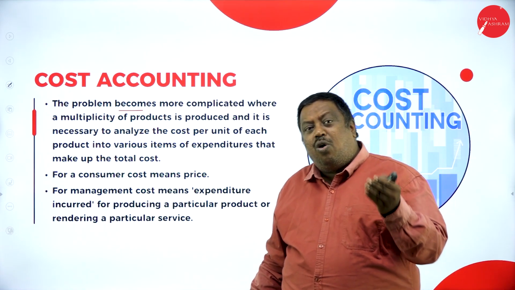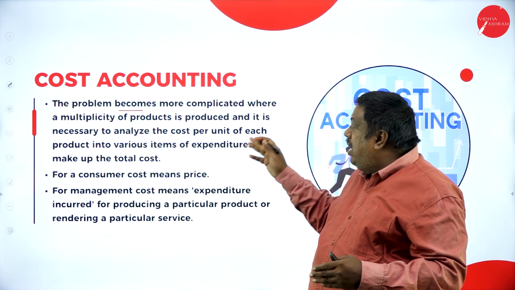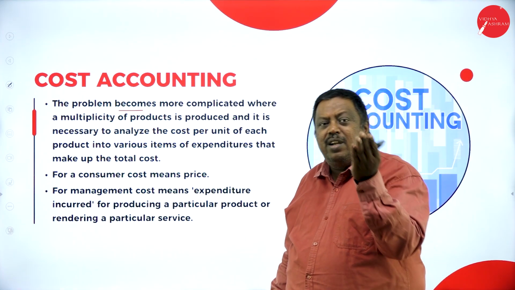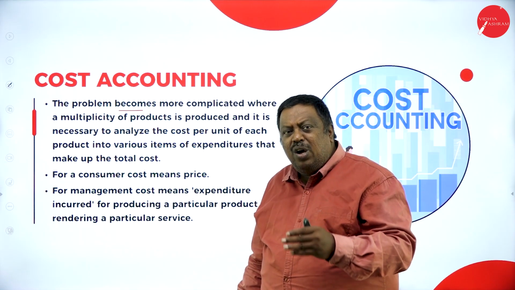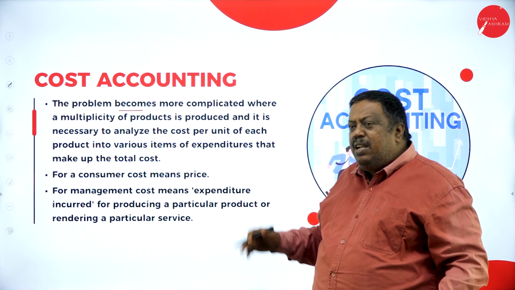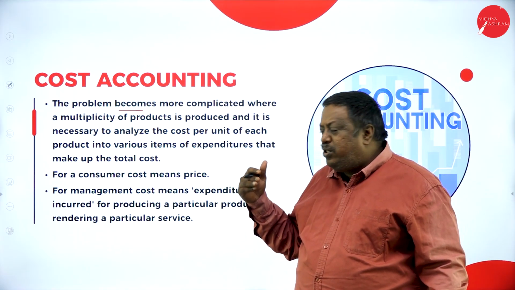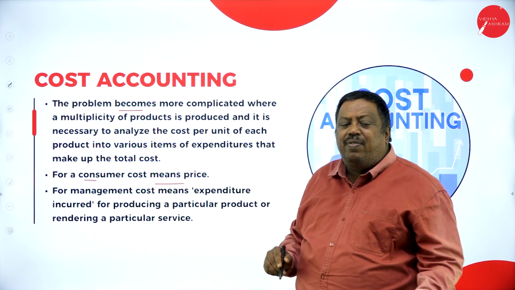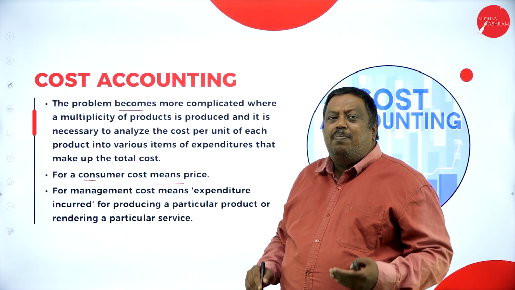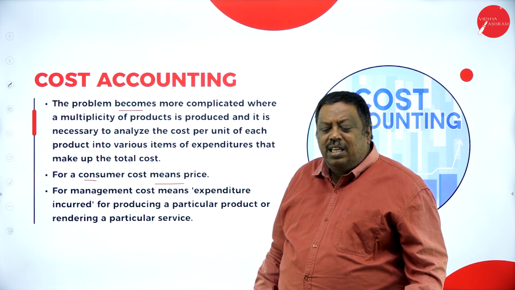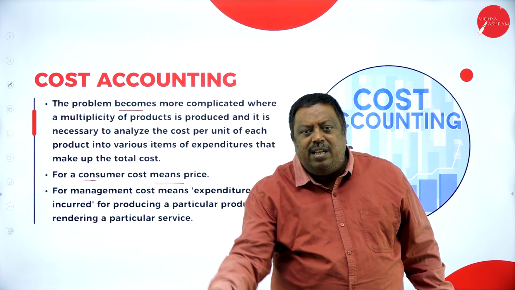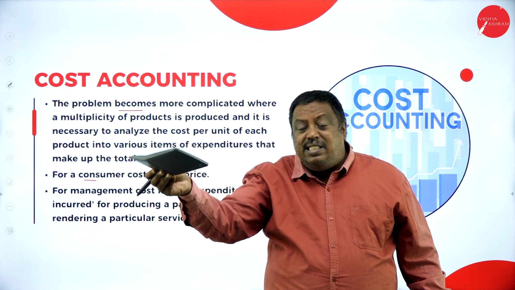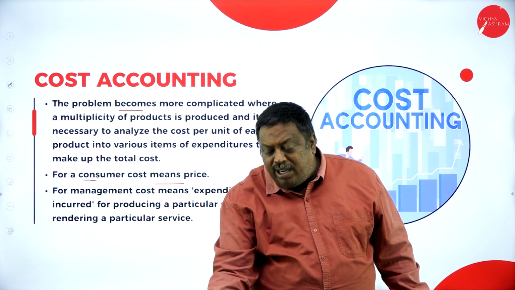So based on this, all the things directly or indirectly incurred for the conversion of raw material into finished goods, we are going to check every piece of information, then we are going to fix the actual price of the product. For a consumer, the cost means price. Already said that one. Whenever a normal person wants to buy any product here, he will ask in the market, what is the cost of the product? So now the price is nothing but cost for him, right?